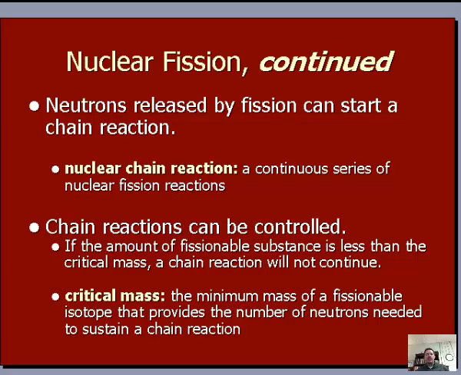Neutrons that are released by fission can start a chain reaction. We can call this the nuclear chain reaction. It's a continuous series of nuclear fission reactions. Chain reactions can be controlled. If the amount of fissionable substance is less than the critical mass, the chain reaction will not continue. A critical mass is the minimum mass of fissionable isotope that is able to provide the number of neutrons needed to sustain a chain reaction.